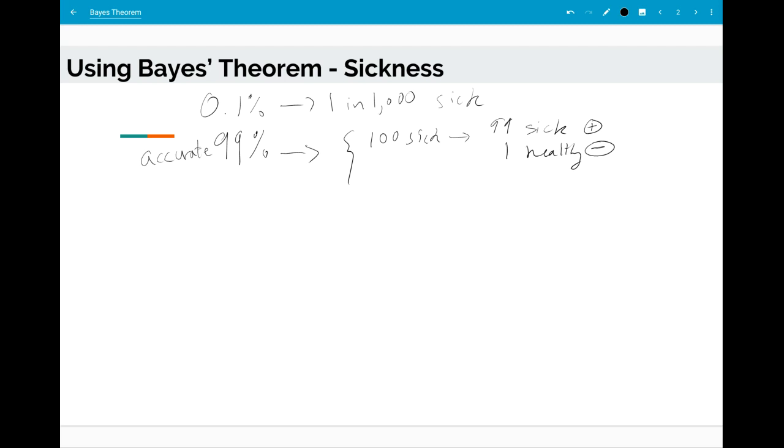Okay, so that's what we mean by 99% accurate for sick people. And then for healthy people, we had 100 healthy people. Very similarly, 99 of the people will be marked correctly as being healthy, so negative. And one person will unfortunately be marked as being sick, even though they are in fact healthy. So they'll be marked as positive.